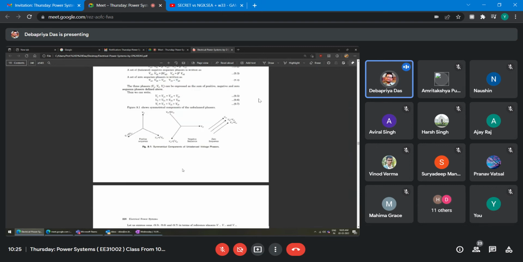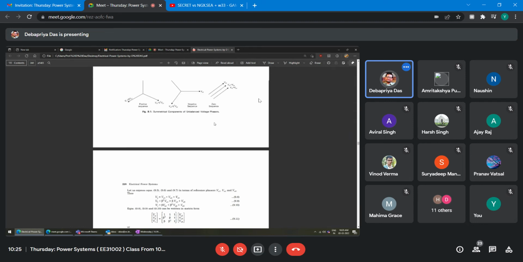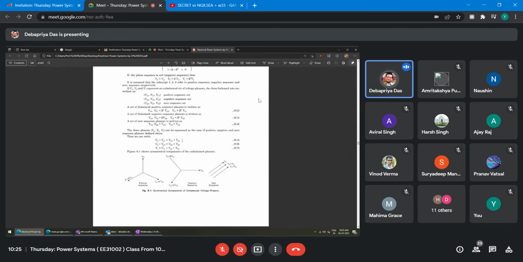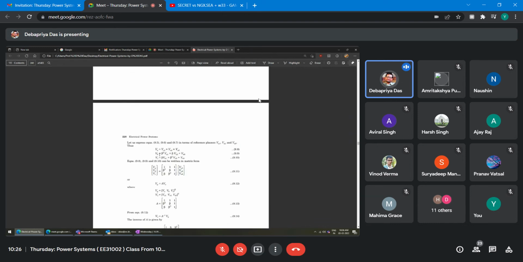Now, when you put equations 5, 6, 7 in terms of VA1, VA2, and VA0, we can write VA is equal to VA1 plus VA2 plus VA0. Now VB1 is beta square VA1, VB2 is beta VA2, and VB0 is equal to VA0. So you replace all these, VB1, VB2, VB0, VC1, VC2, VC0, by the A components. So VA is equal to VA1 plus VA2 plus VA0. VB is equal to beta square VA1 plus beta VA2 plus VA0. VC is equal to beta VA1 plus beta square VA2 plus VA0.